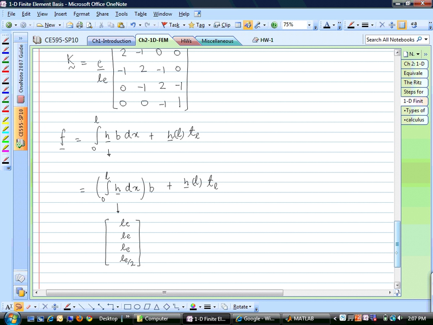And then how about this term? These are all multiplied with b. What does this term look like? What is H1 evaluated at L?